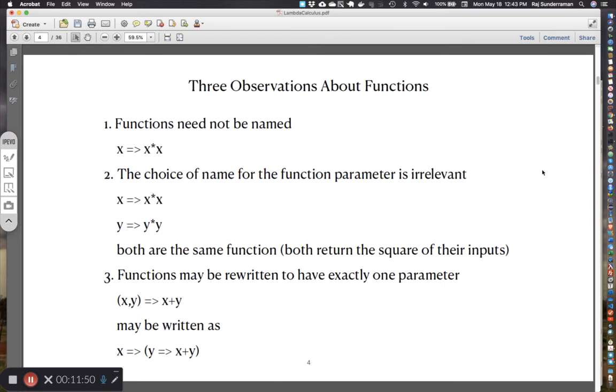In this slide, we are going to talk about three different observations about functions, which we are familiar with. These three observations form the basis for the lambda calculus, so that's why they are being discussed here. The first is that you don't have to give every function a name. I mean, you could. It's nice to give it a name, but it's not necessary.